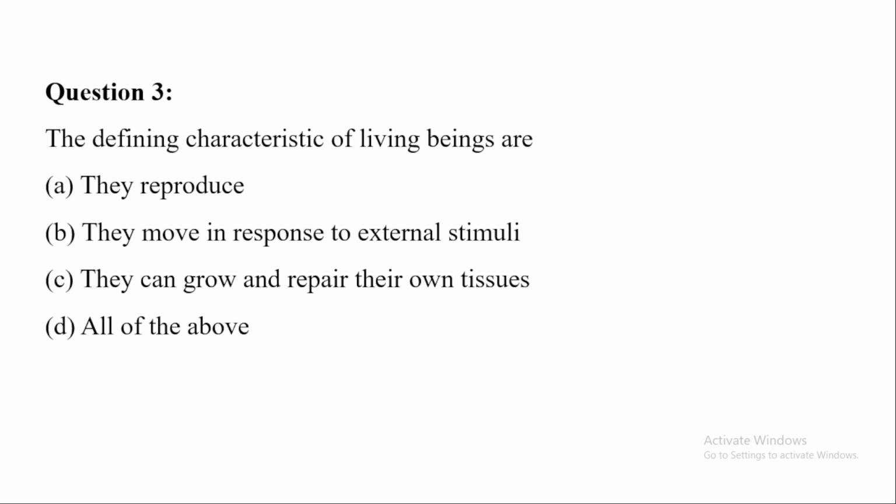features that are given are true. They reproduce. All living beings can reproduce, they can multiply, they can increase in number by reproduction. Second option, they move in response to external stimuli. So all living cells, all living organisms, move in response to external stimuli. External stimuli means some external response. So they can move, they can respond to light.